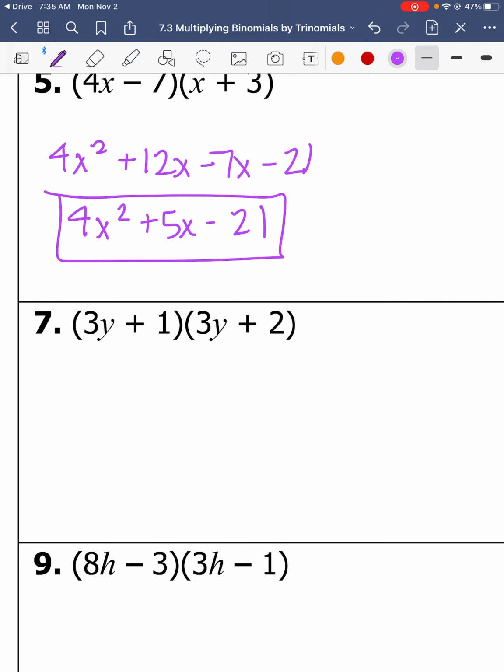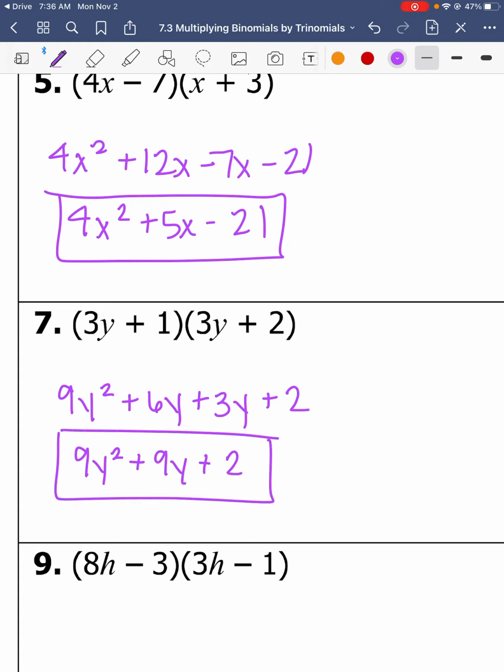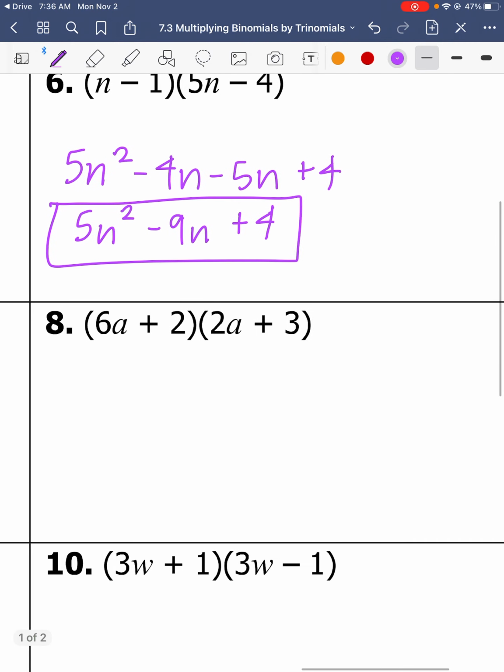Okay, number 7. First two, we have 9y squared. Outer 2, we have plus 6y. Inner 2, we have plus 3y. And last two, we have plus 2. Let's combine like terms. 9y squared plus 9y plus 2. Final answer there.